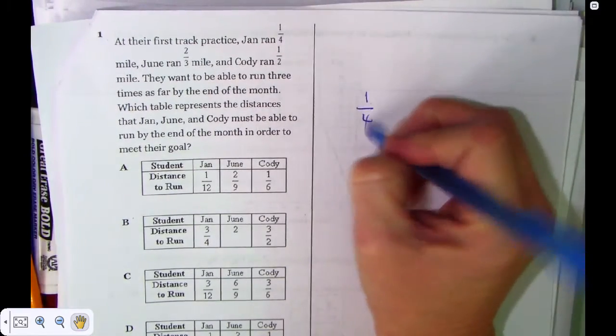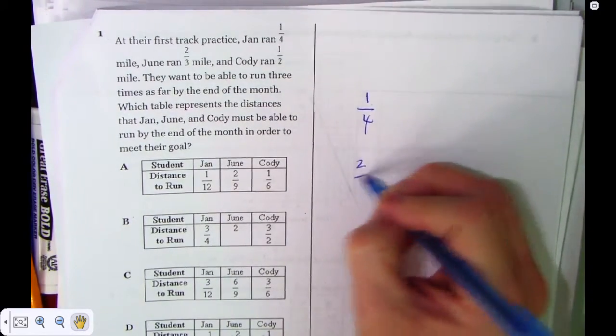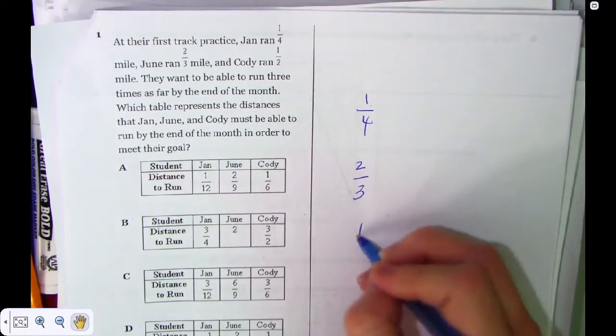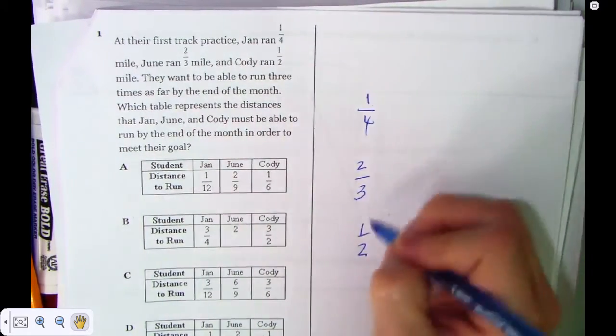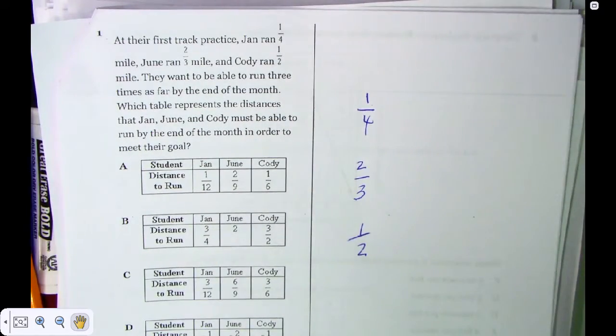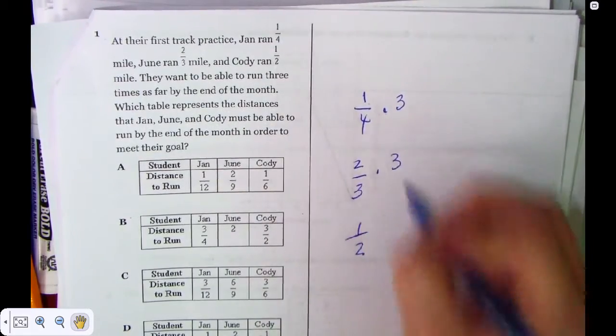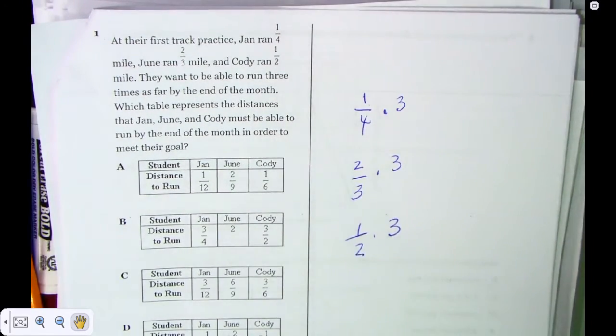Guys, we're taking Jan's time. I mean, what she ran, June and Cody, and we want them to run 3 times that distance. So we're multiplying all of these by 3. We're multiplying all of them by 3. If you didn't do this, write it in, please. Okay? Multiplying all of them by 3.